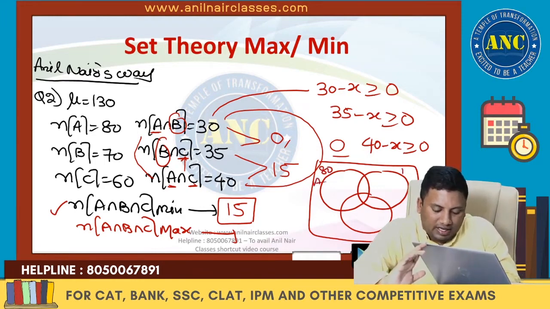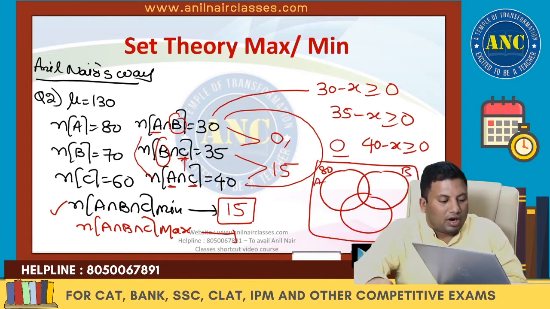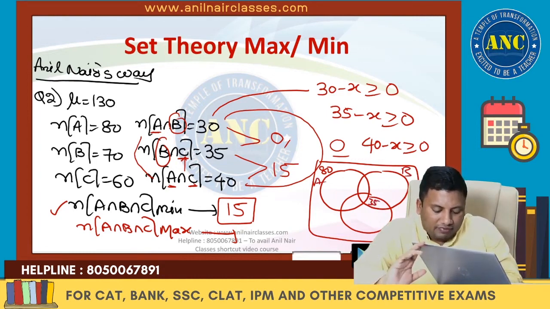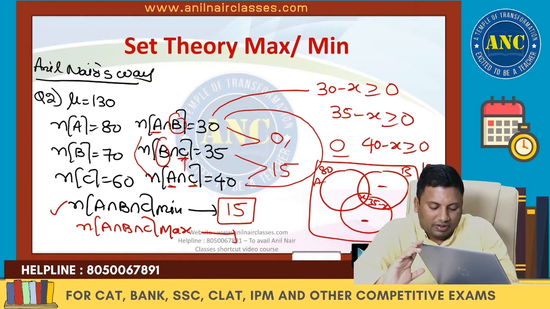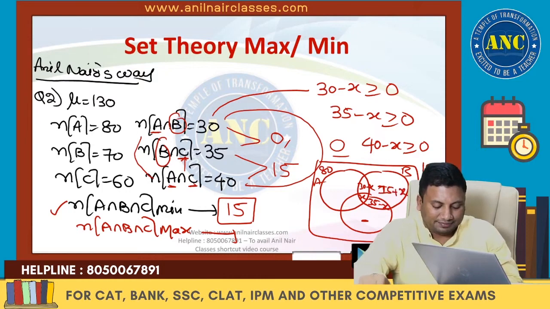These A, B, C. What are all the values which we require? 35 minus x. This is nothing but x. This value we require. Total is 130. So this is x. Here A intersection B is 30. 65 means it is 15 plus x. Here it will be A intersection C, 40 minus x. 75 means x minus 15.